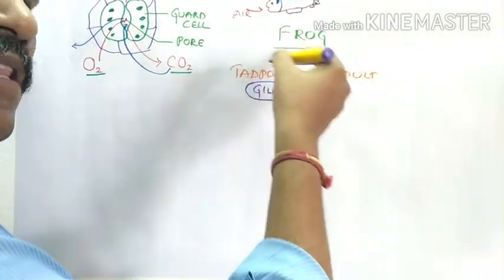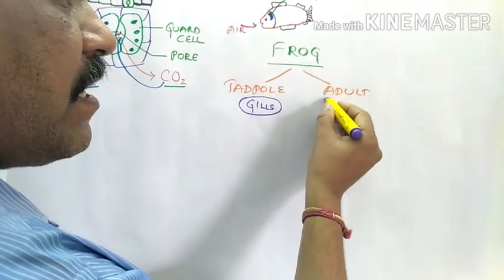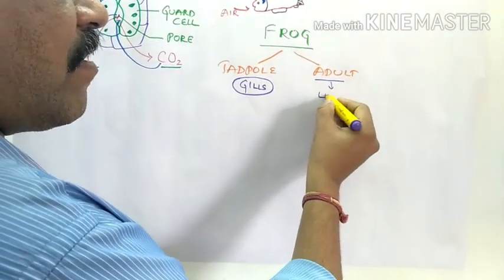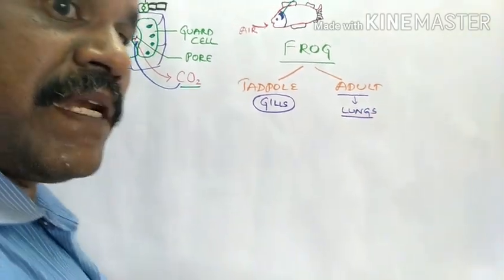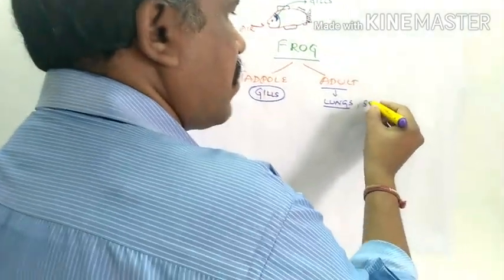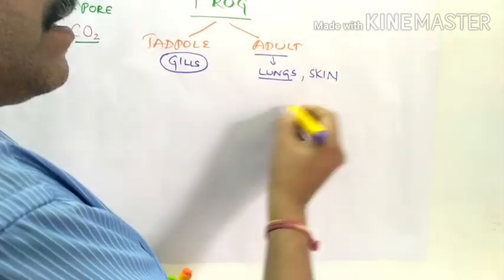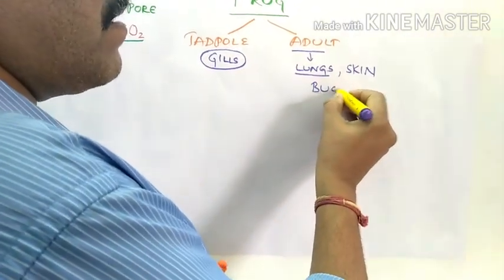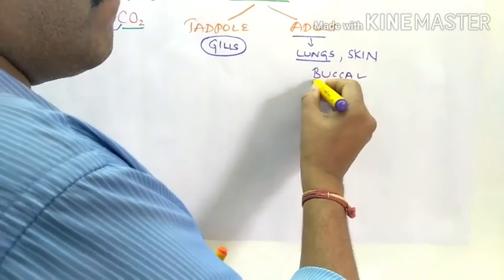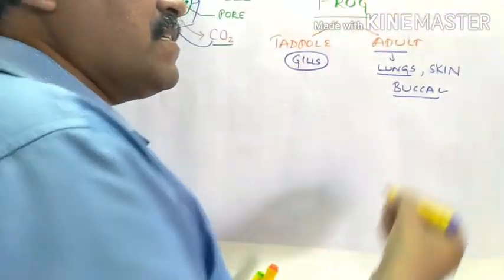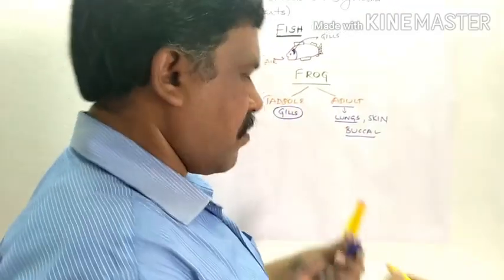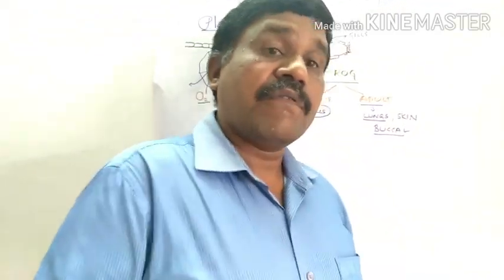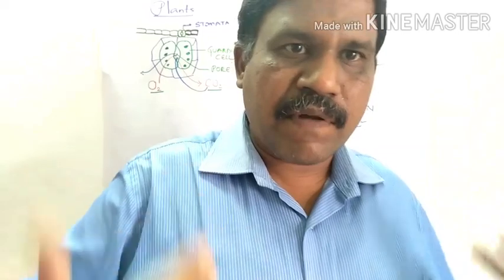Slowly when they are undergoing the changes, transformation occurs. So in these cases, there is involvement of lungs. Not only lungs, my dear, you will also know that the skin is also involved. Even the buccal cavity is also involved. So there are different regions where the respiration occurs, but most prominently it is the lungs, right, in the case of frogs.